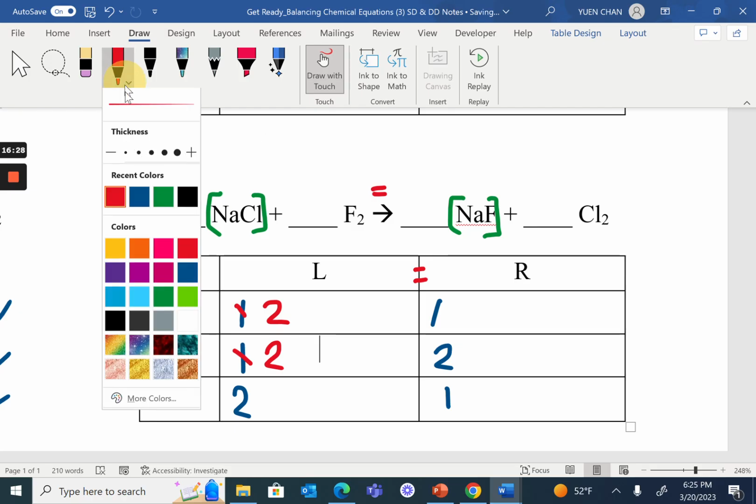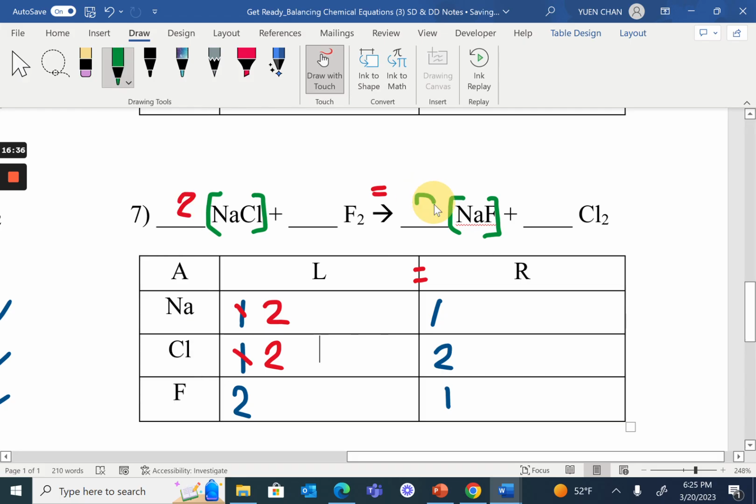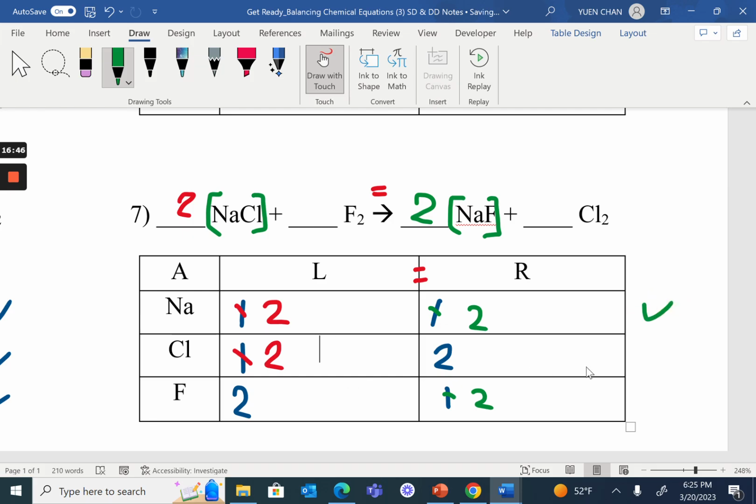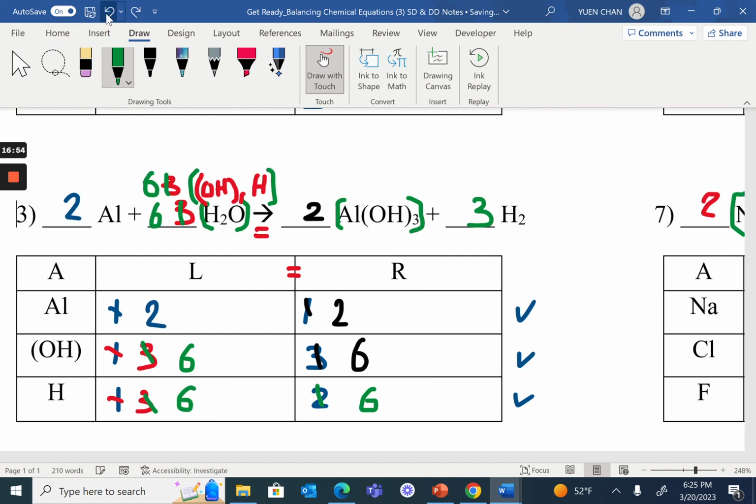So how can I make Na and F balance? I'm going to put the 2 in front of NaF, right? Then Na on the right-hand side will be 2, and the F on the right-hand side will be 2. Now you can see Na 2 and 2 balance, Cl 2 and 2 balance, and F balance. So you look up, do I have any numbers left over? I do.